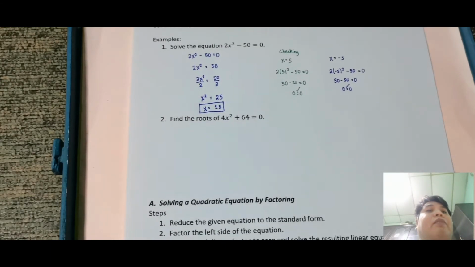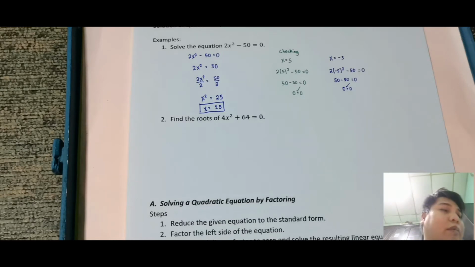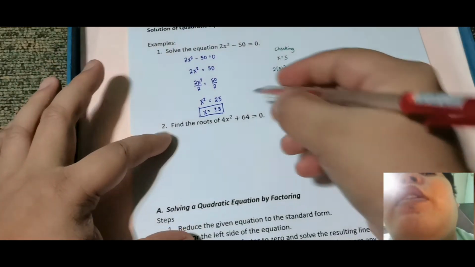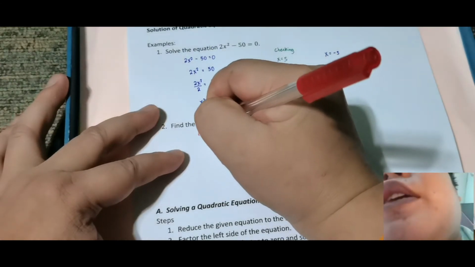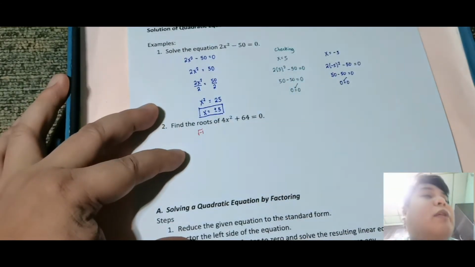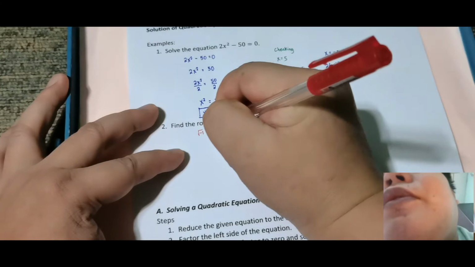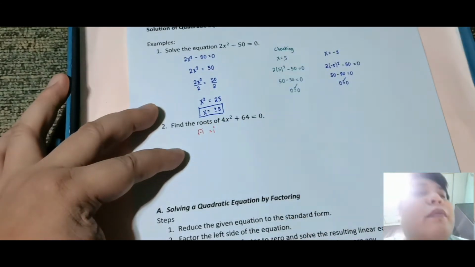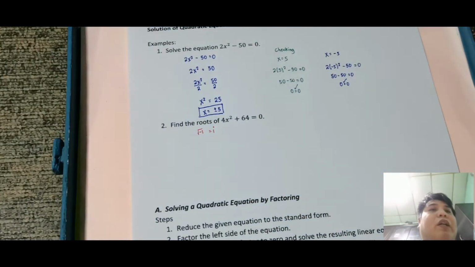Number 2, find the roots of 4x squared plus 64 is equal to 0. So, recall ko lang before tayo mag-start dito. Recall na yung square root of negative 1, sinabi ko na to, is equal to i. Okay, so probably magkakaroon tayo dito ng square root of negative something. So, ipapasok ko na lagi si imaginary although hindi ko pa siya nadi-discuss. So, ulitin ko lang ha, pag nagkaroon ka ng square root of negative 1, automatic siya ay i.